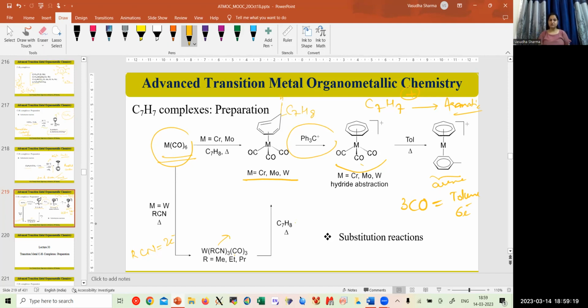This could be a simple route. This could be one route where firstly we have a metal carbonyl, treat it thermally with C7H8, making it a complex, and then treat with a carbocation to make this particular species, and then we treat with toluene to have a toluene over here.